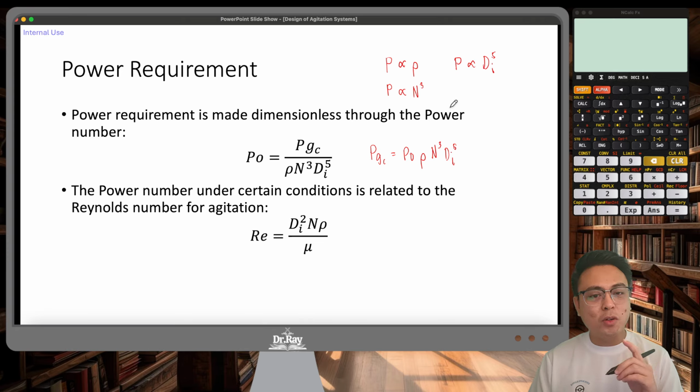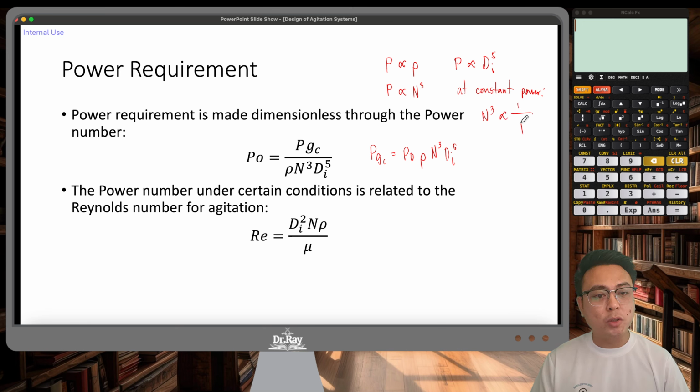Also, another very good thing to note here is that impeller speed and impeller diameter are inversely related for the same power level. If you look at the relationship at constant power, the cube of impeller speed is inversely proportional to the fifth power of impeller diameter. The implication of this is that if you want to maintain constant power but increase your impeller diameter, you would operate at a lower impeller speed, which makes sense, right?